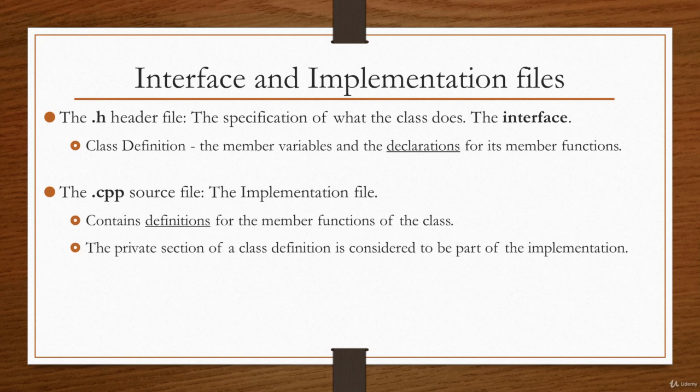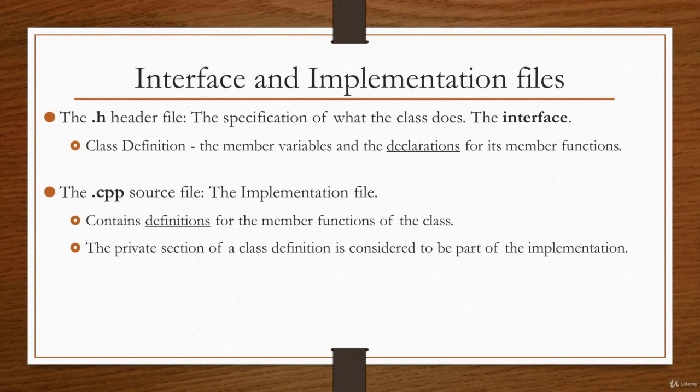It's basically the interface, which typically contains a class definition, and that class definition will include the member variables and the declarations for the member functions and the constructors, the overloaded operators, and so on. And then you'll have a separate .cpp file, which is an implementation file, and that will contain the definitions for the member functions of the class.